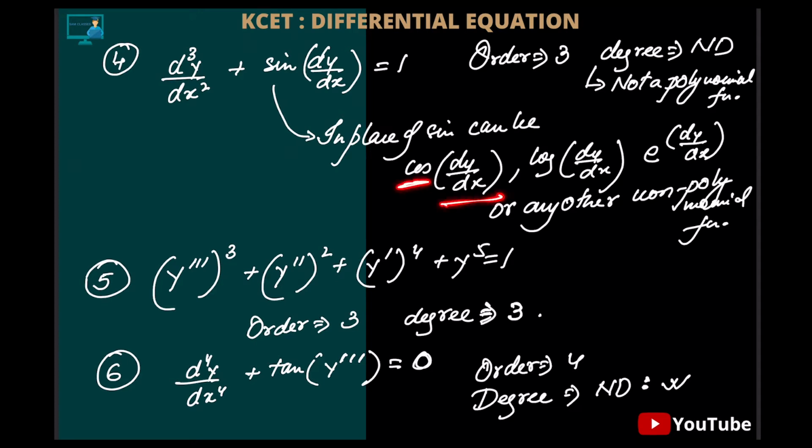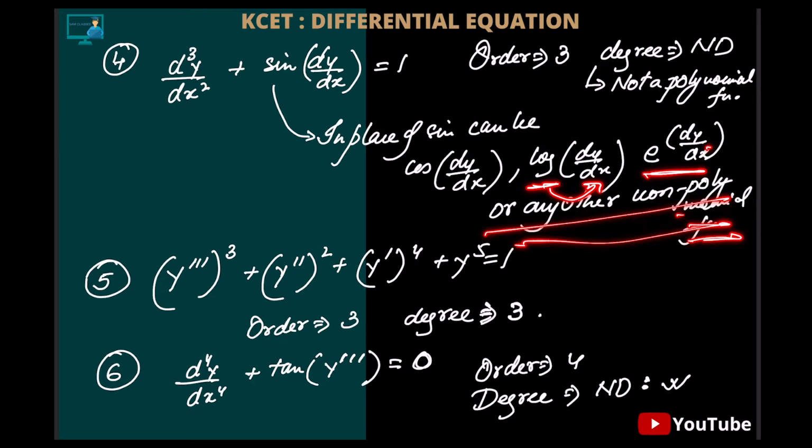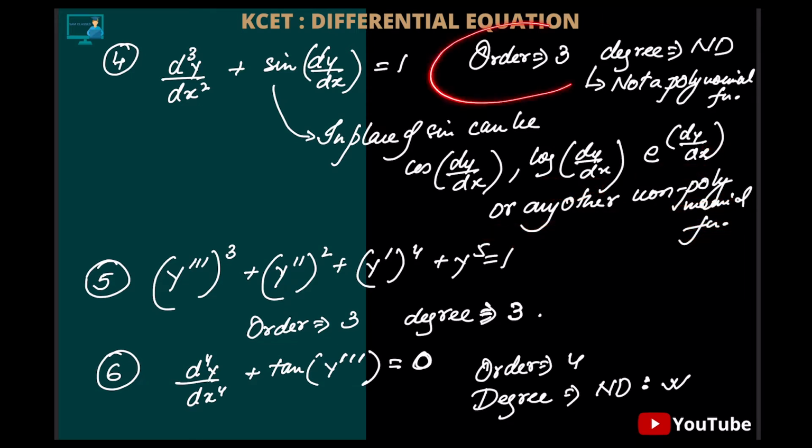So anywhere you see cos of dy by dx, somebody will say, sir, log also, e power. Any other non-polynomial function means degree is not defined. Order is always defined. Okay, order is always defined.